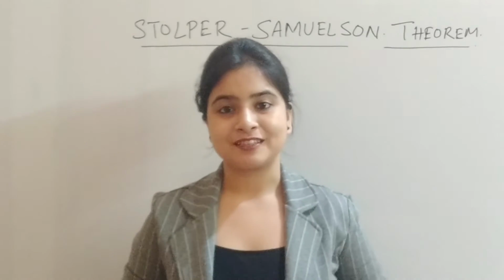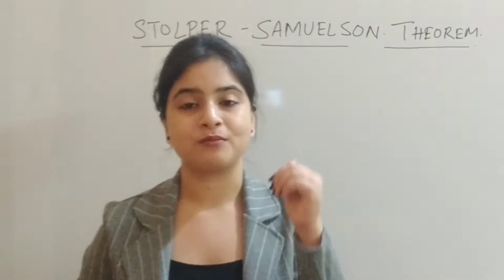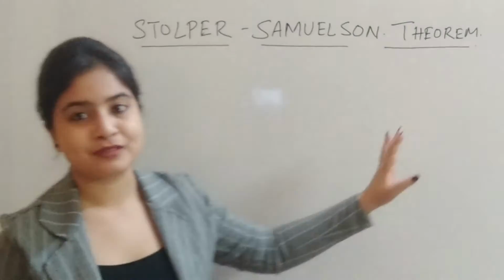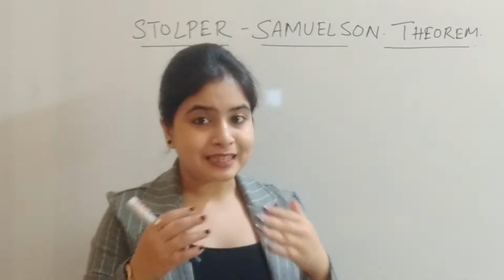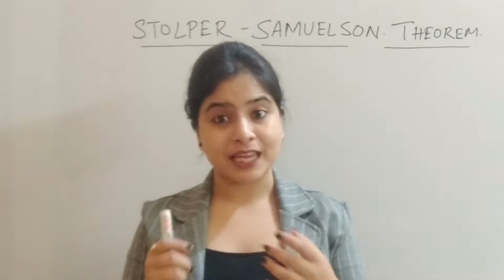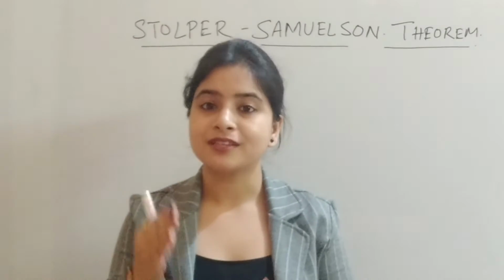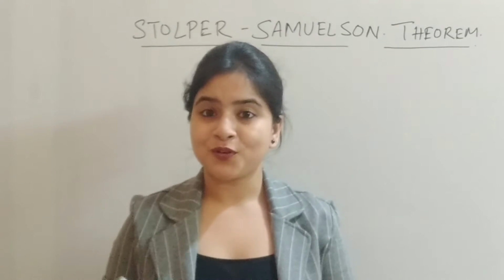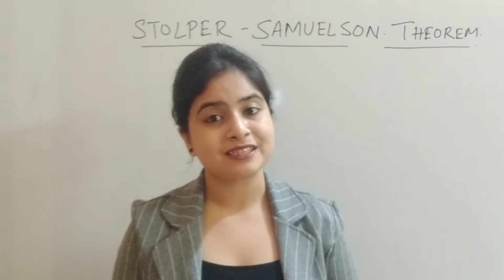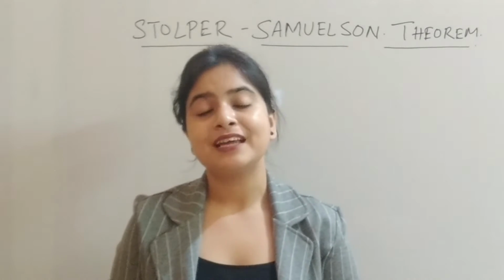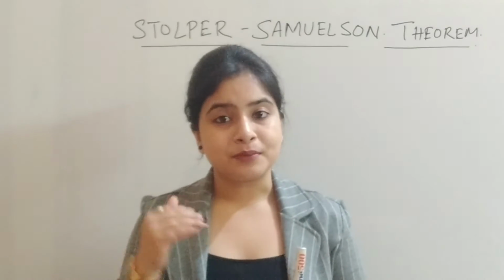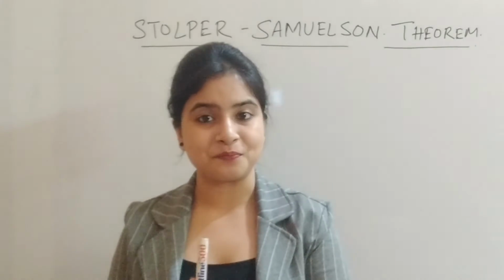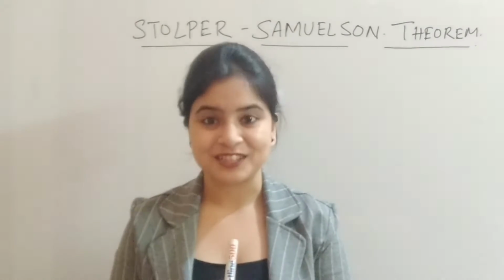Today we are going to have a discussion on a very important topic from developmental economics, and the topic is the Stolper-Samuelson theorem. In this session we are mainly going to talk about the statement of the theorem, that is, what the theorem is actually trying to say. Then we will be discussing the assumptions that are important, and further we will be moving towards the derivation of the Stolper-Samuelson theorem. So let's start today's session.